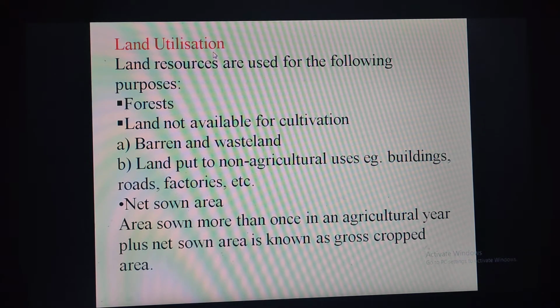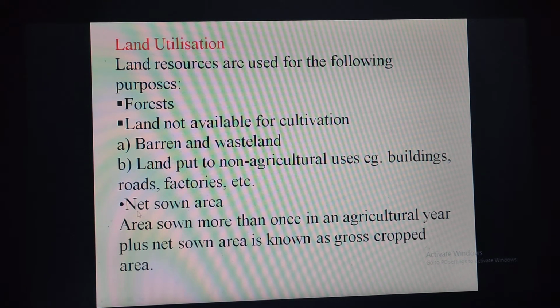Land utilization. What is land utilization? Land resources are used for the following purposes. So we are using this land for what purposes? Let us see. First, forest. Then next is land not available for cultivation, that is barren and wasteland. And land put to non-agricultural uses, that is for buildings, roads, factories, etc.